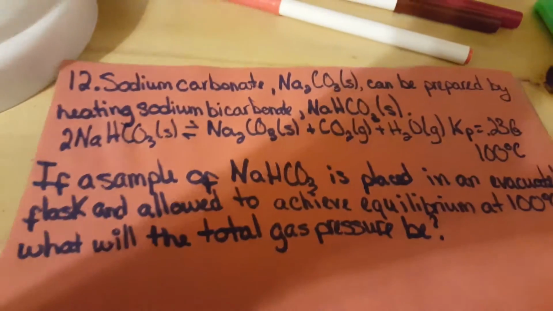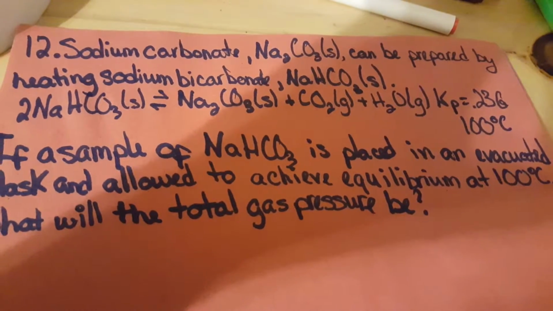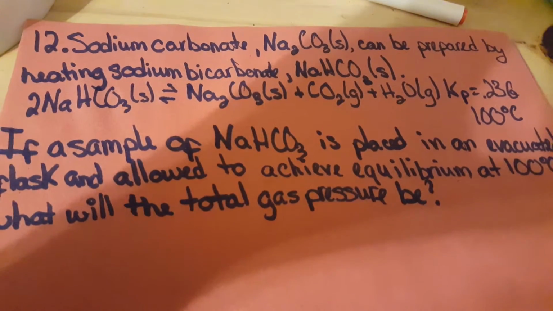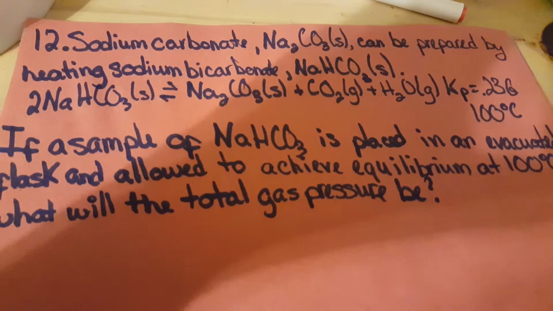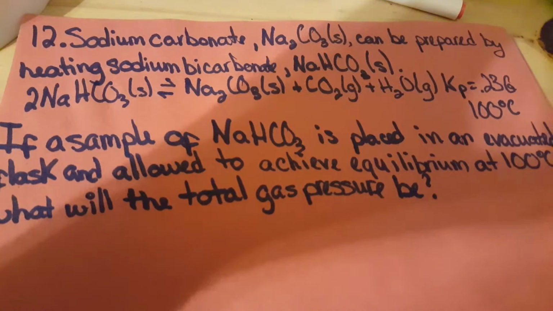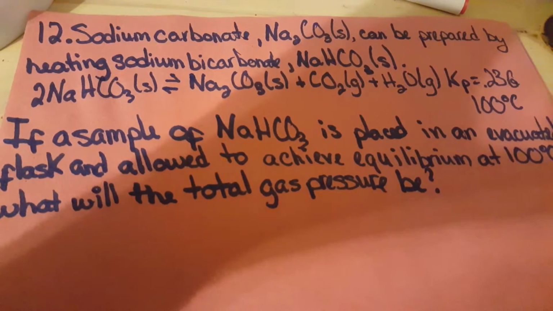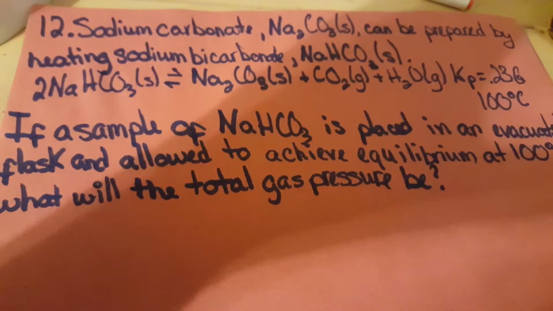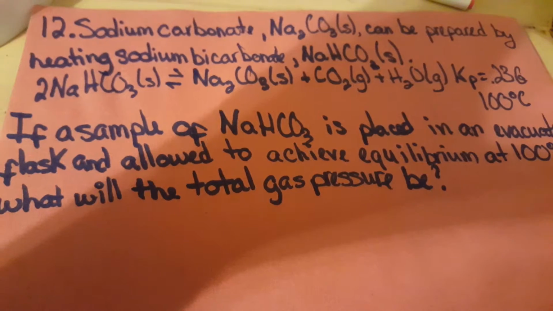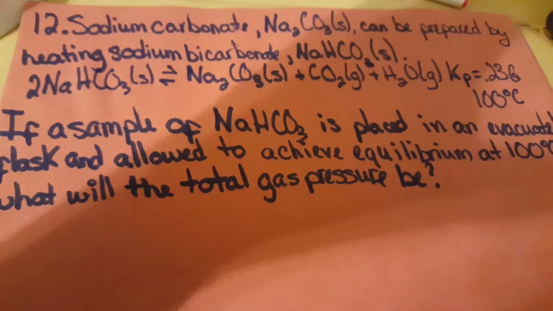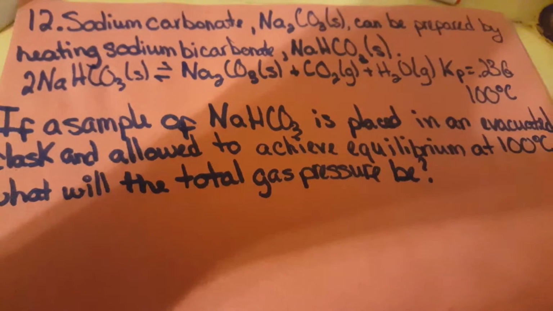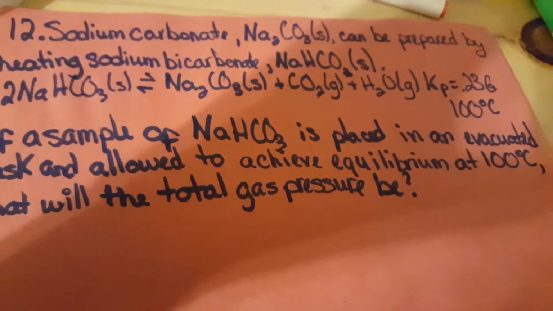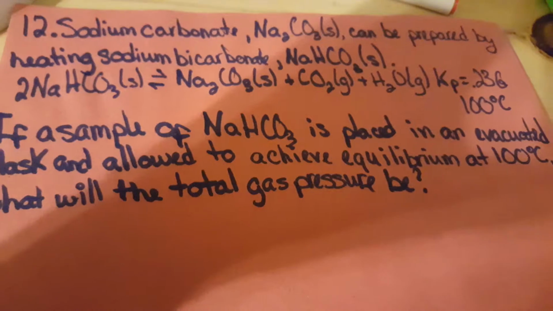For question number 12, we are given the problem: sodium carbonate, Na2CO3 solid, can be prepared by heating sodium bicarbonate, NaHCO3 solid. The equation given is 2NaHCO3(s) turns into Na2CO3(s) plus CO2(g) plus H2O(g). The Kp is 0.23 at 100 degrees Celsius.